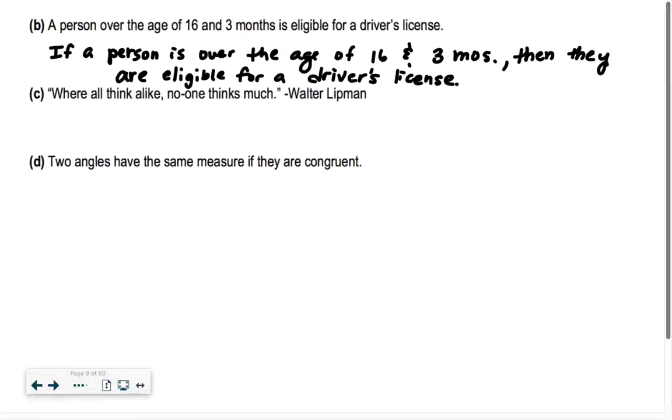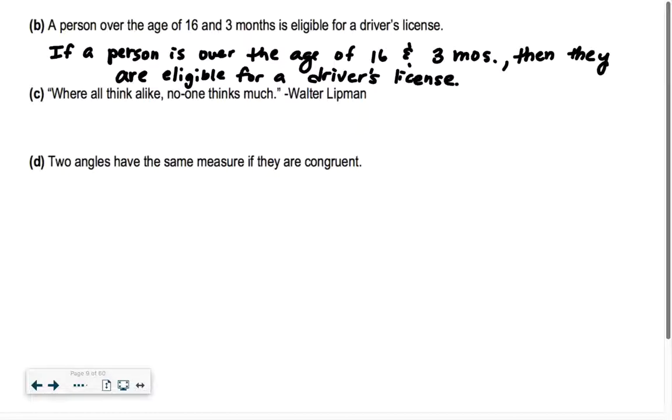All right, so where all think alike, no one thinks much. How about we just don't write some of these down, but we talk about them. Where all think alike, no one thinks much. If all think alike, then no one thinks much. Are we seeing this?